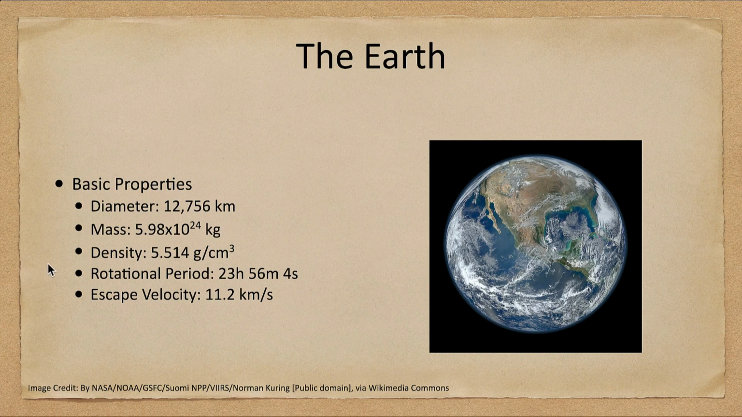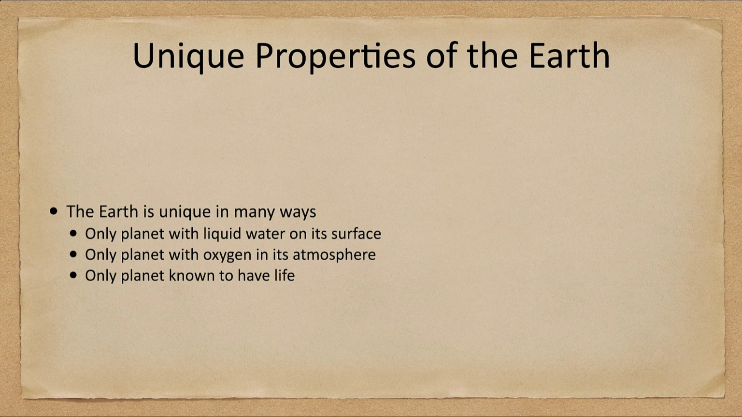So let's look at what is unusual about Earth. We start our discussion of the solar system with Earth, but Earth is actually very unique in many ways. It is the only planet with liquid water currently on its surface. It is the only planet with oxygen in its atmosphere, and the only planet known to have life. So it is unique in many ways compared to the other planets.